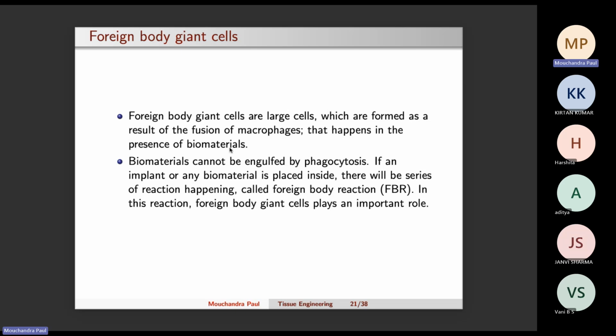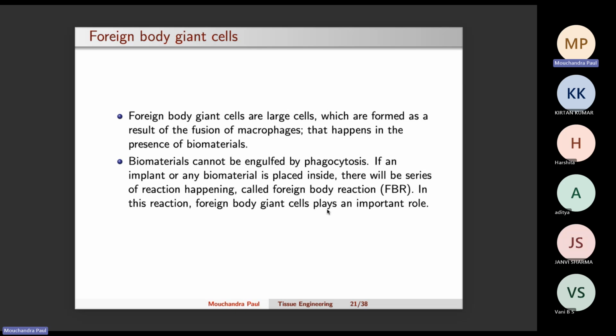In a normal immune response, you won't see these foreign body giant cells forming. They are only formed when large biomaterial constructs like tissue engineering scaffolds are transplanted. And what happens after formation of foreign body giant cells? Again, we will discuss it later. As I already mentioned, these biomaterials cannot be engulfed by phagocytosis by these foreign body giant cells. So these giant cells basically stay nearby, in the surroundings of that biomaterial, and slowly try to act on it.